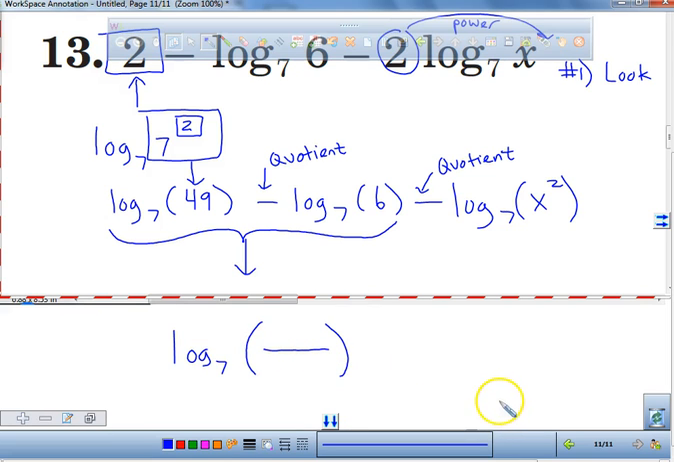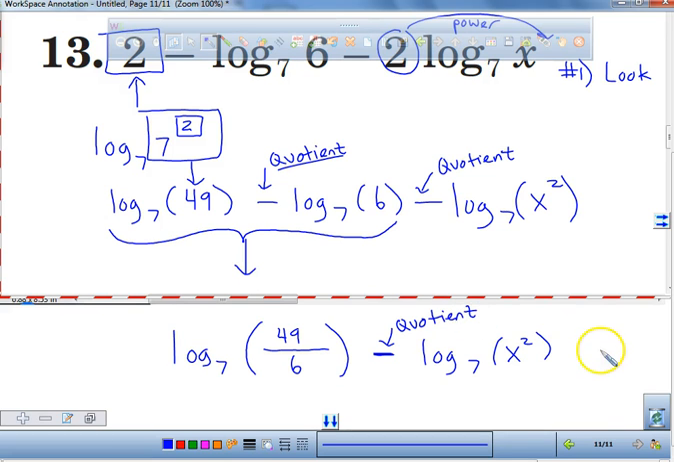What number is going to go on top? 49. What number in the bottom? There we go. So this right here becomes this using the quotient property. Now let me show you a cool little rule here. If this says minus, that once again means we're dealing with the quotient property. The quotient property means I'm dividing, right? So I have to put this in the bottom.